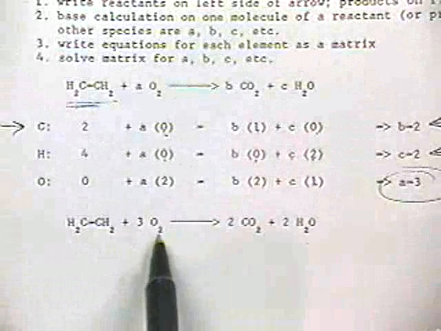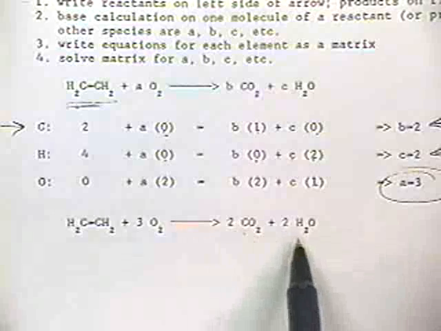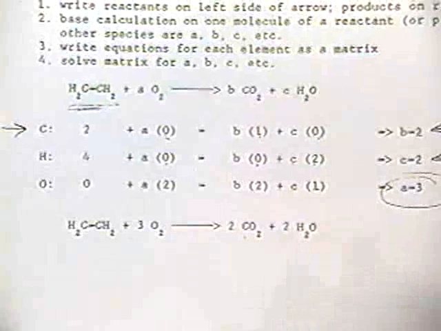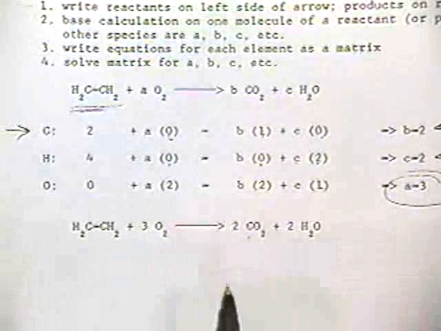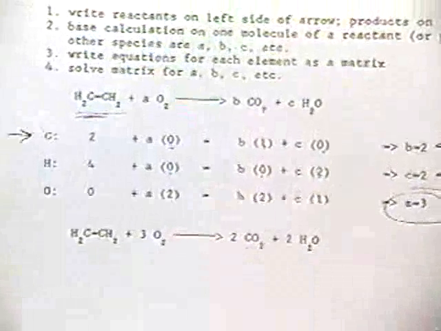1 ethylene plus 3 oxygens goes to 2 carbon dioxides and 2 waters. You could have found it just by playing with the numbers, but this is systematic and it will always lead you to the correct answer.